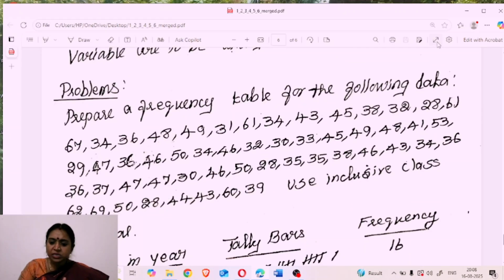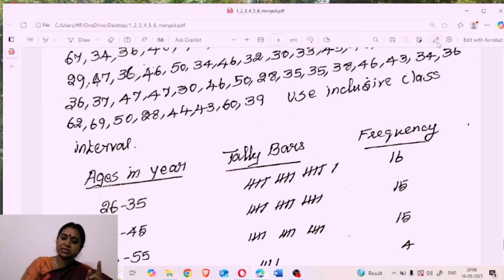Look at this. Use inclusive class interval. Now let me tell you what is inclusive. Class intervals are of two types, inclusive and exclusive. In inclusive class interval, a number appears only once. Here look at the class interval 26 to 35. Next 36 to 45. 26 to 35, then 36 to 45, not exclusive. It is inclusive class interval. Always use inclusive, so you will not get confused.